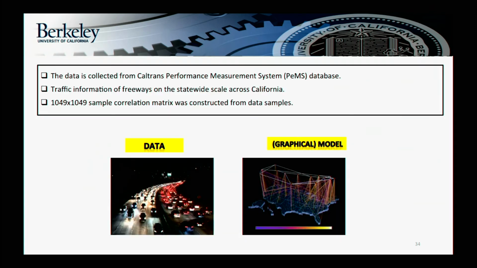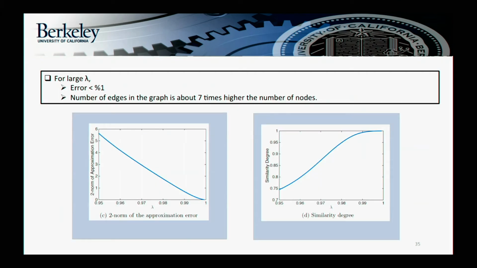Another data set that we used to test these ideas was traffic data from different parts of freeways of California. Using that data, we formed about a 1,000 by 1,000 sample correlation matrix. We solved graphical lasso and at the same time used the closed form solution. It shows that as we increase lambda, the regularization parameter, the error between the approximate solution and the optimal solution goes to 0. Similarly, the similarity degree between these two matrices increases. As you can see, for error smaller than 1%, the number of edges in the graph is about 7 times higher than the number of nodes, and we have about 1,000 nodes in the network. So that means that even for this large lambda, the graph is still not super sparse, but the error between the optimal solution and the closed form solution that we obtain is this small.